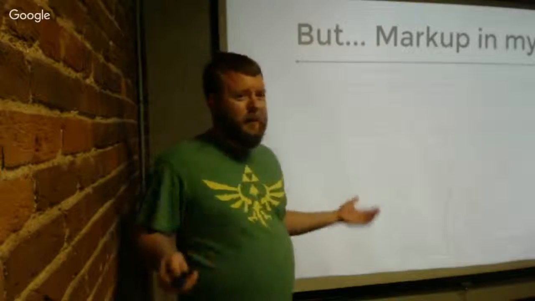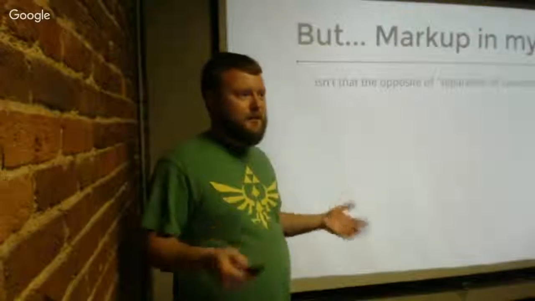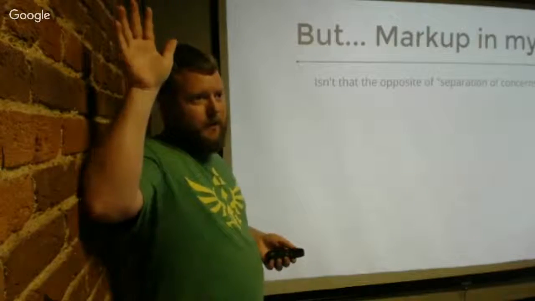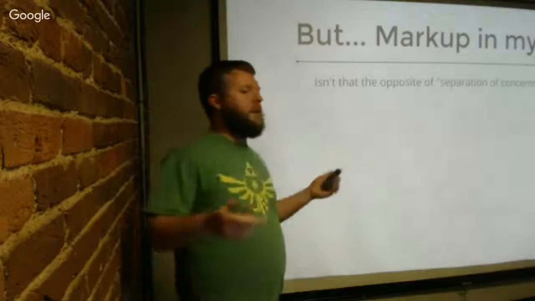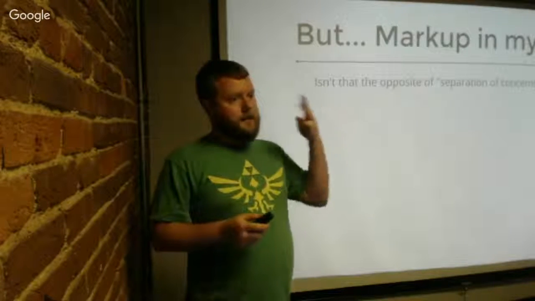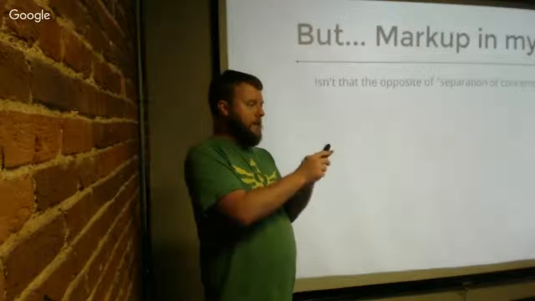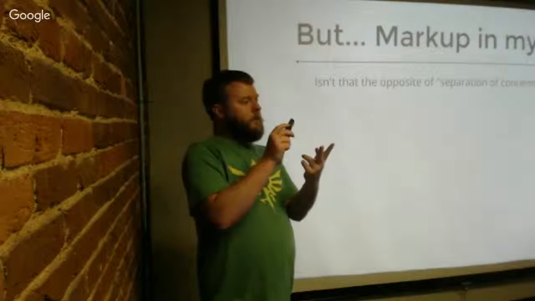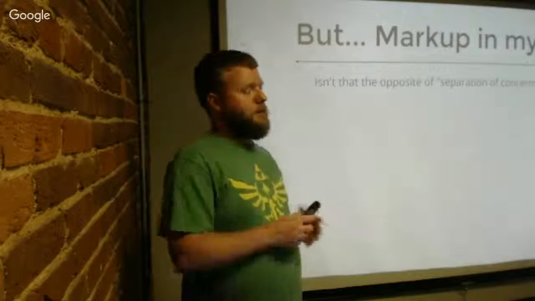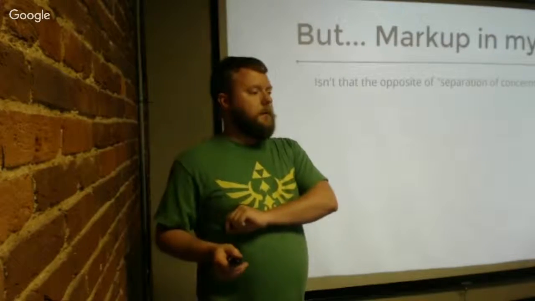But markup in my JavaScript, isn't that the opposite of separation of concerns? Has anybody heard of separation of concerns before? For those who haven't, separation of concerns states that, let's say you have 3 things that you need to do. You need to go off to API endpoint 1 and fetch some data. You need to go off to API endpoint 2 and fetch some data, and you munge them together and display it, right? So the separation of concerns says that that should be 3 separate components, right?